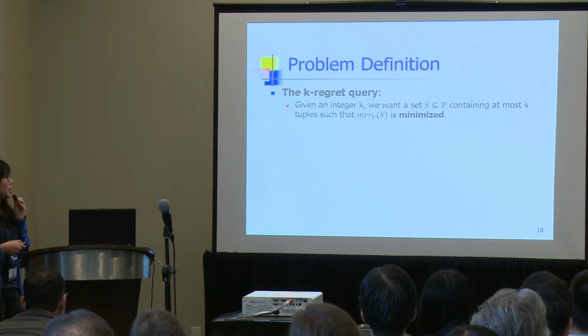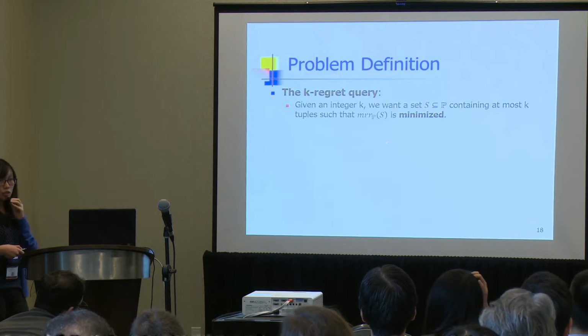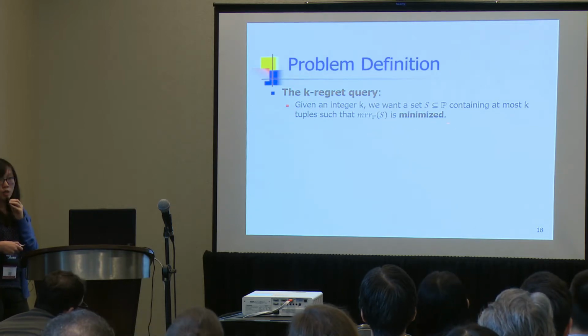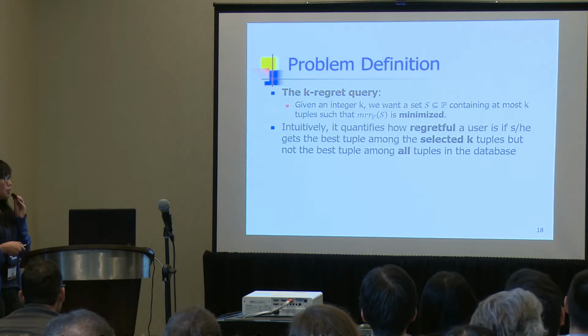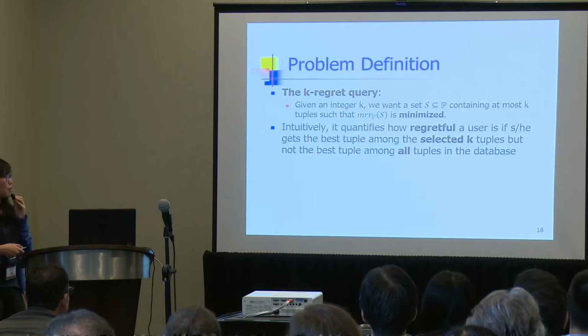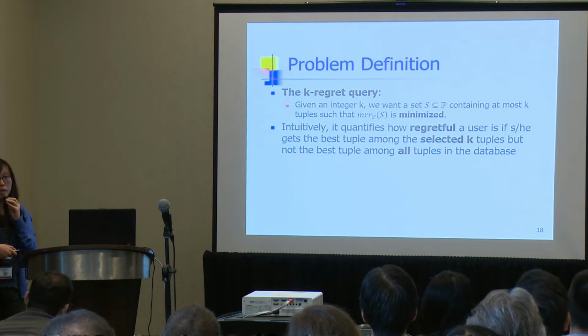Formally, we study the k-regret query in this paper. Given an integer k, we want to find a set containing at most k tuples such that the maximum regret ratio is minimized. Intuitively, it quantifies how regretful a user is if he gets the best tuple among the selected k tuples, but not the best tuple among all tuples in the database.